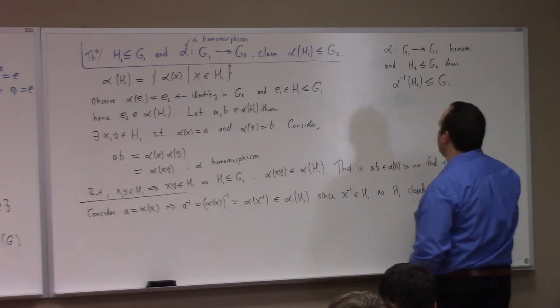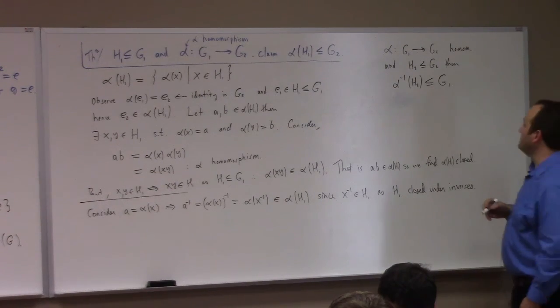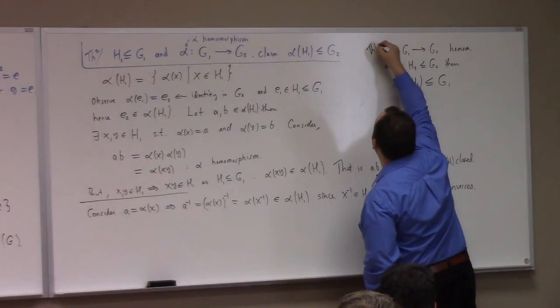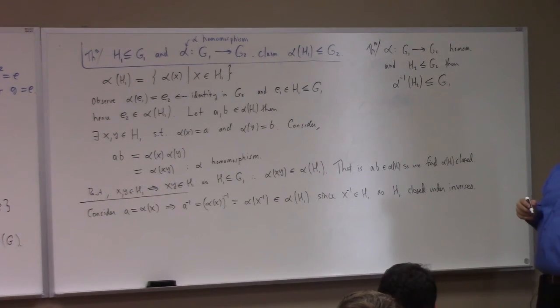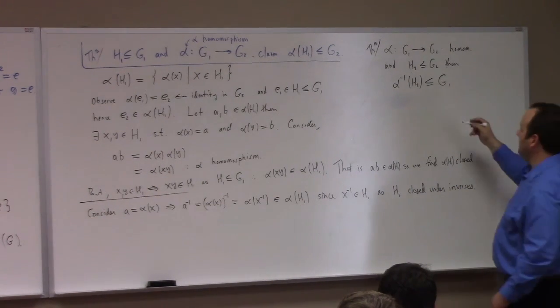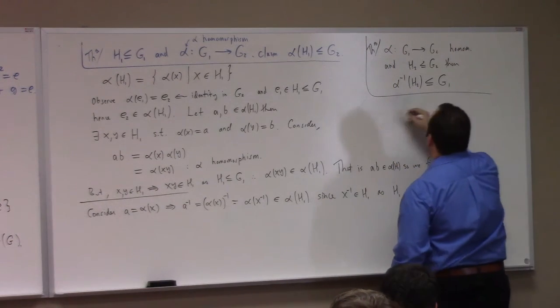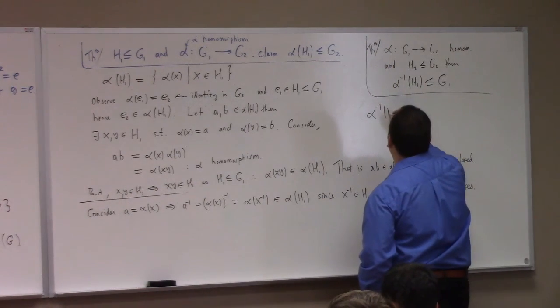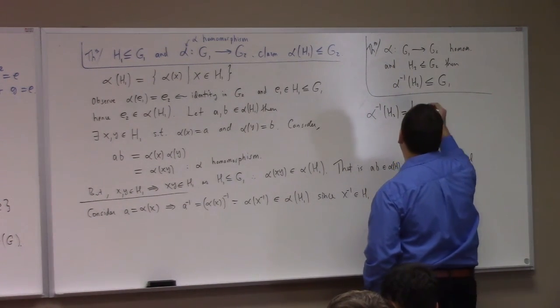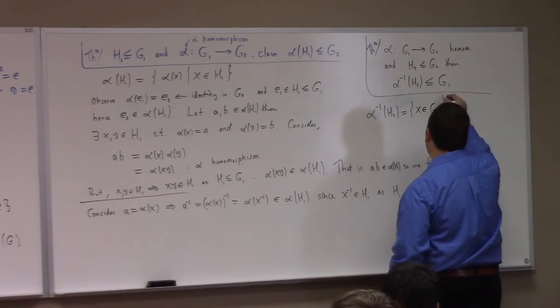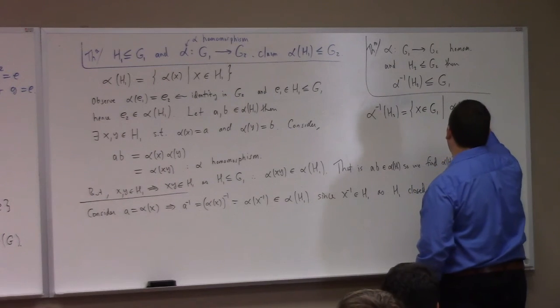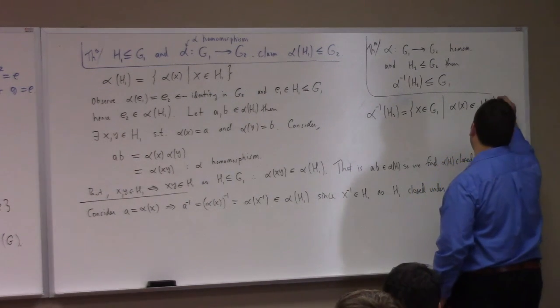Don't you want isomorphism? No, I do not. But alpha might not be invertible. It might not be, but the inverse image does not require an inverse. This is set theory. Alpha inverse of H2 is equal to, what is it equal to? It is x in G1 such that alpha of x is an element of H2.